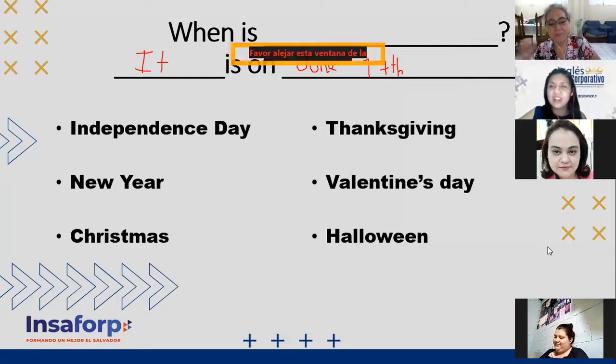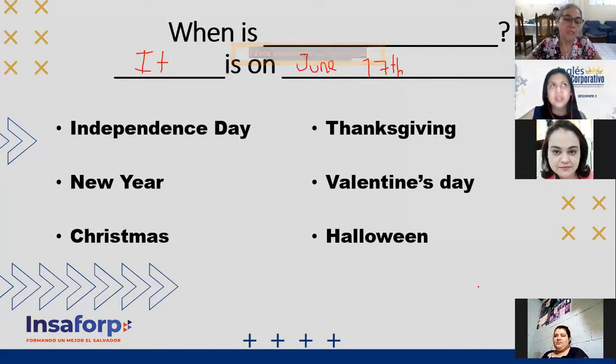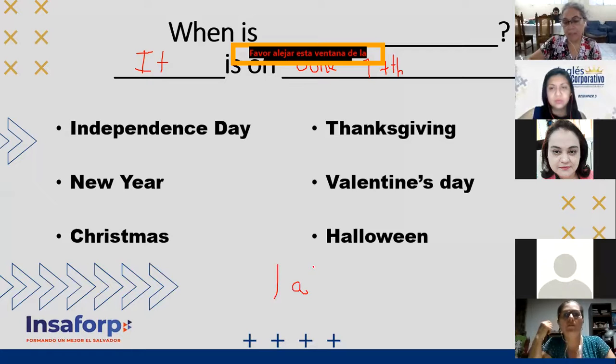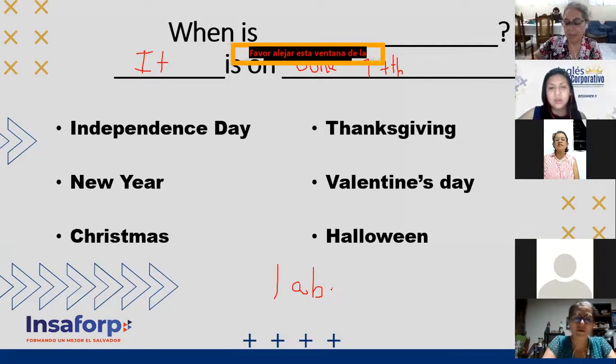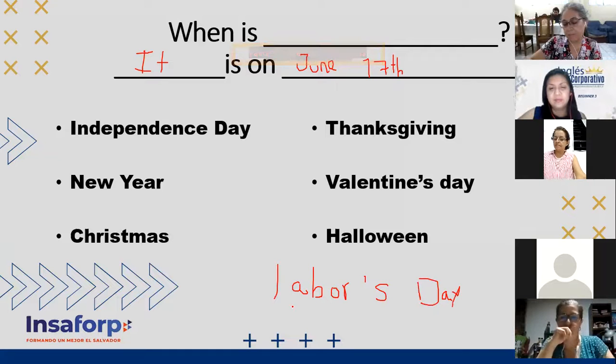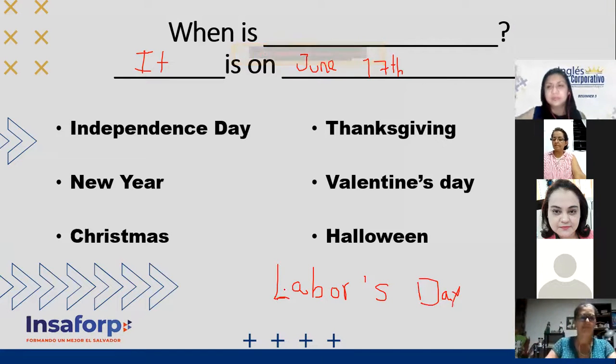But it's not a national holiday. It's only a holiday for teachers and students, right? Because they don't go to school. But then the other people have to work. Okay. What about Labor's Day? El día del trabajo is called Labor's Day. It's on May 1st. On May 1st, yes. Labor's Day. Very good. Oh, I can hear some guitars playing.